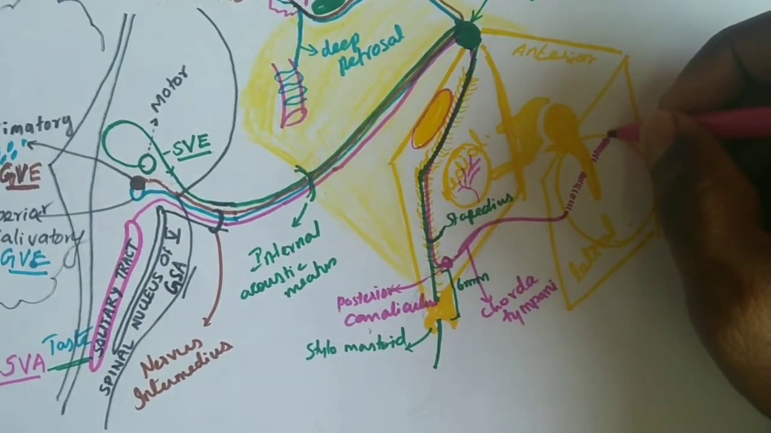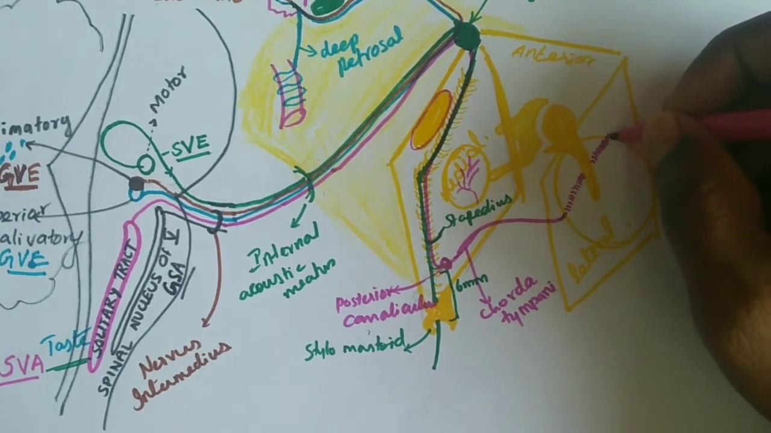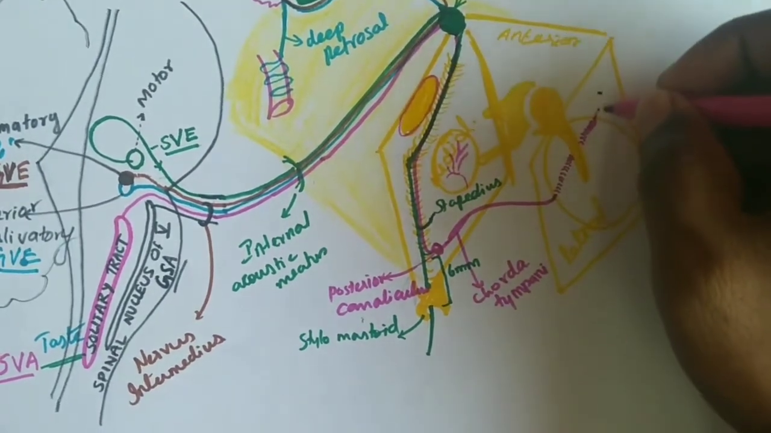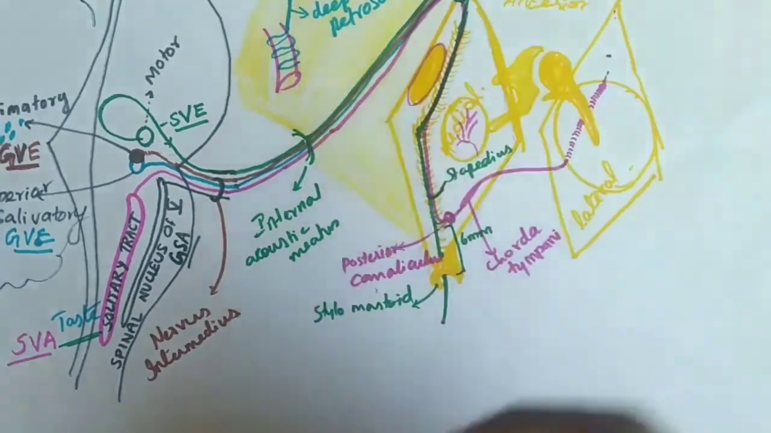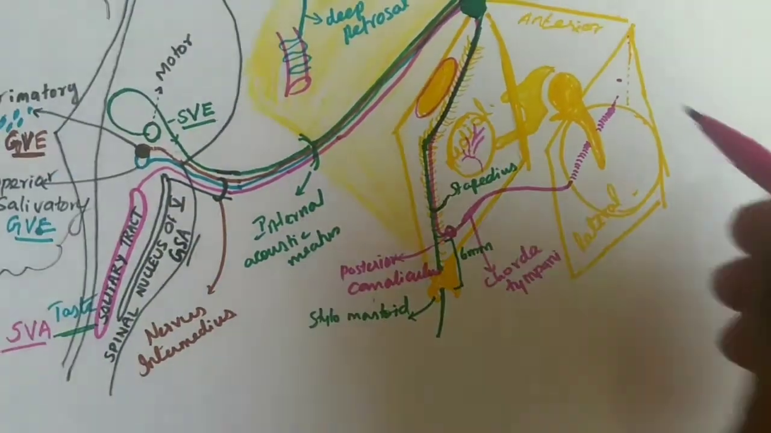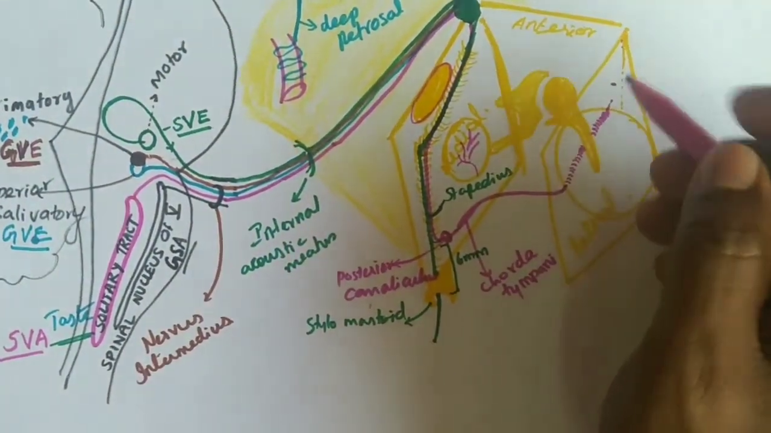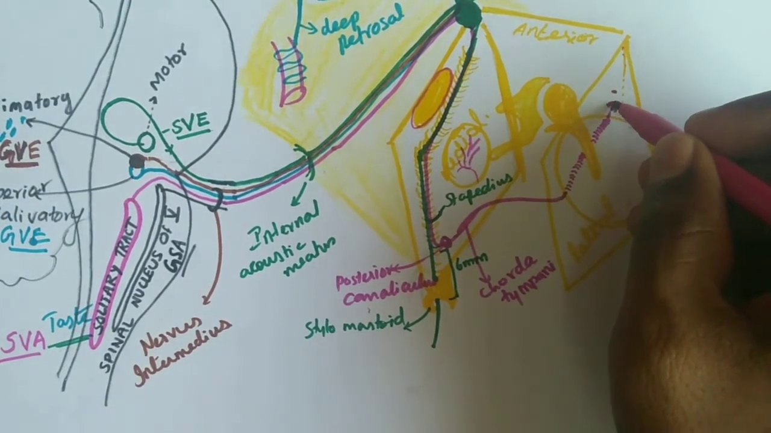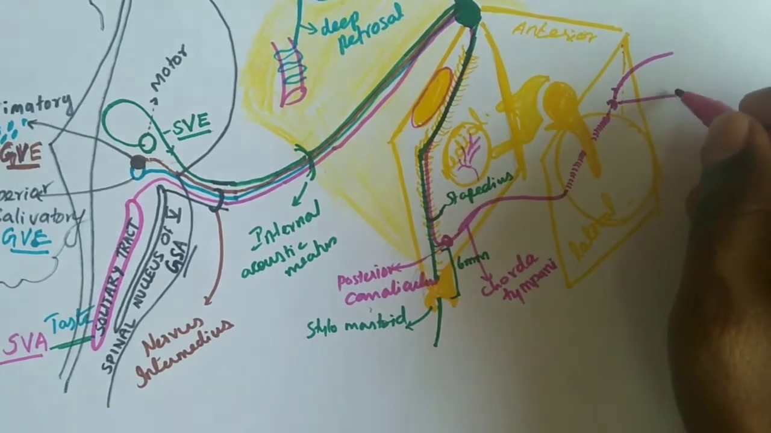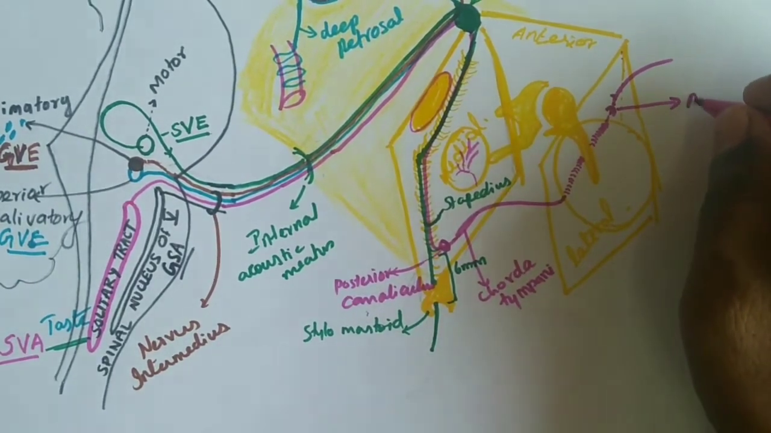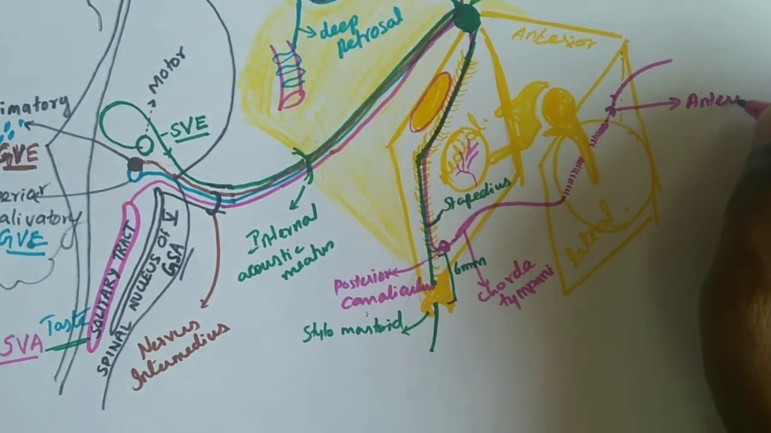Then it will emerge from the anterior border of the tympanic membrane to enter inside a canaliculus which is present in the anterior wall of the middle ear. This is the anterior wall of the middle ear. So it will enter through the canaliculus in the anterior wall of the middle ear to come out. Okay, and this canaliculus is called the anterior canaliculus.